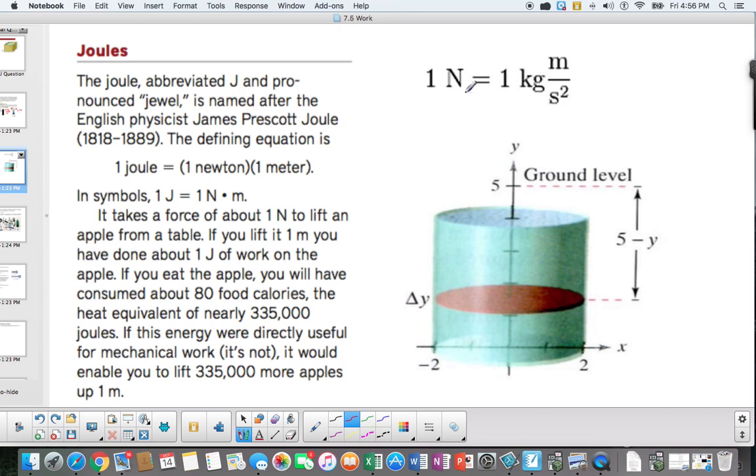A newton is what we call a force, and it has the mass portion of it, and it also has the acceleration due to gravity portion of it. So 1 newton is equal to 1 kilogram times meters per second squared. When we take a newton, which is the force, and multiply it by the distance, that's going to be work, and that work is noted as a joule.